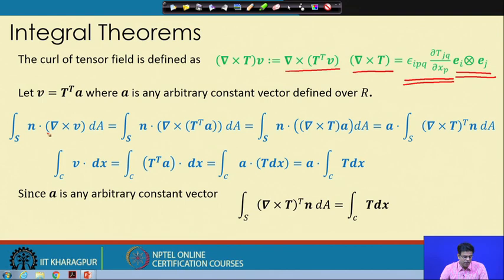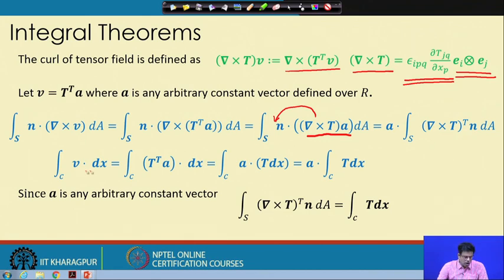So, I can just use the Stokes theorem for the vector field, which is n dot del cross V over S. So, n dot del cross T transpose A, as I substitute V equals T transpose A. Again, I can write this quantity from this definition as del cross T into A. Now, if you see carefully, this quantity is a vector, and this vector is dot product with n. So, easily I can take A out, but when I take A out, this tensor quantity has to go there, so it will become a transpose. So, A dot del cross T transpose n.